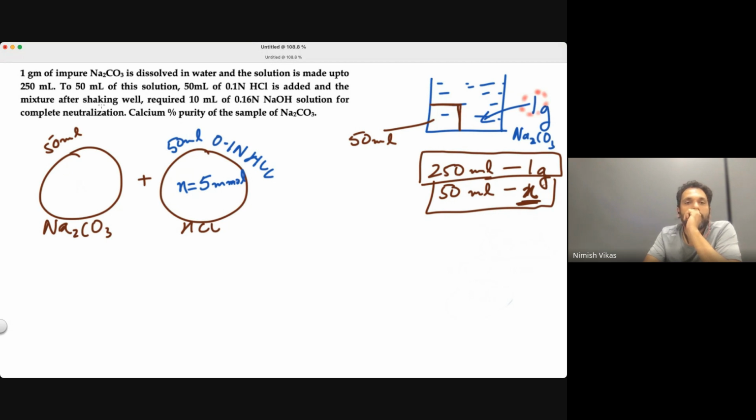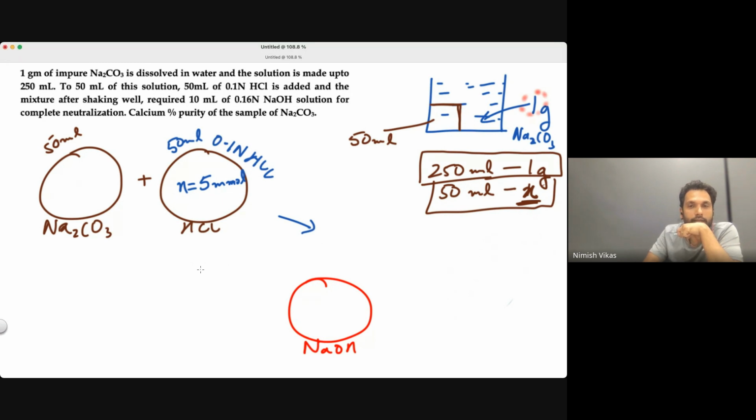And if the mixture after shaking well was fully neutralized, or something like that, then good for us. But it is not writing that. It is writing that it required 10 ml of NaOH extra. So after this reaction happens, it is still requiring what? Another bubble I'll make. NaOH. That means among the two, which was in excess? The acid, HCl. Why? Because it is requiring a base.